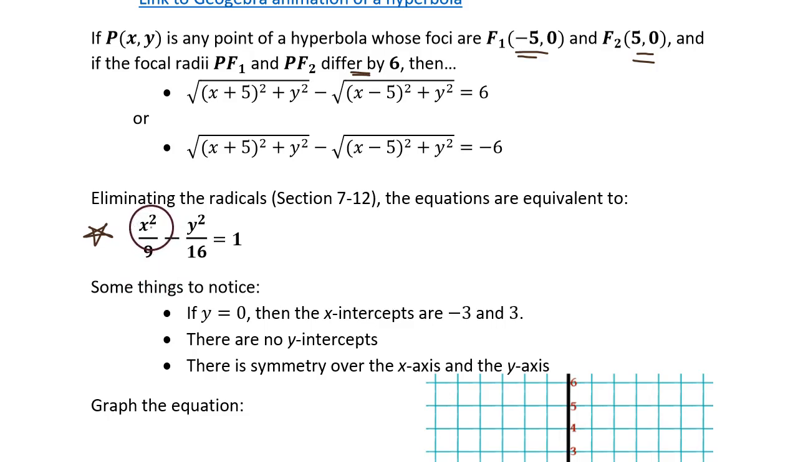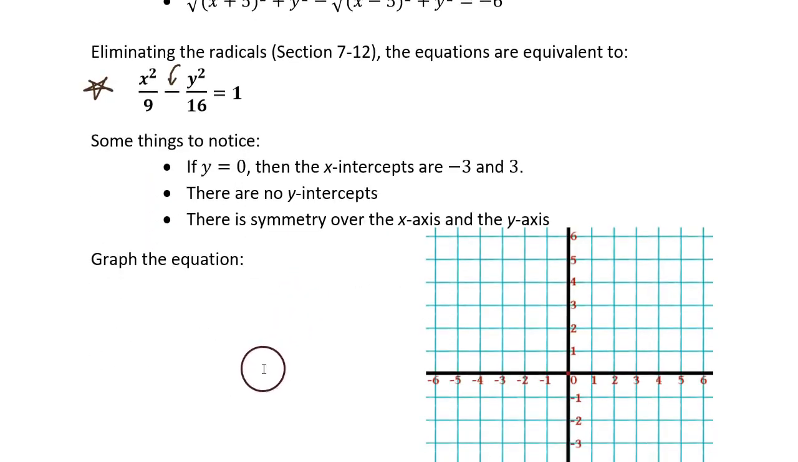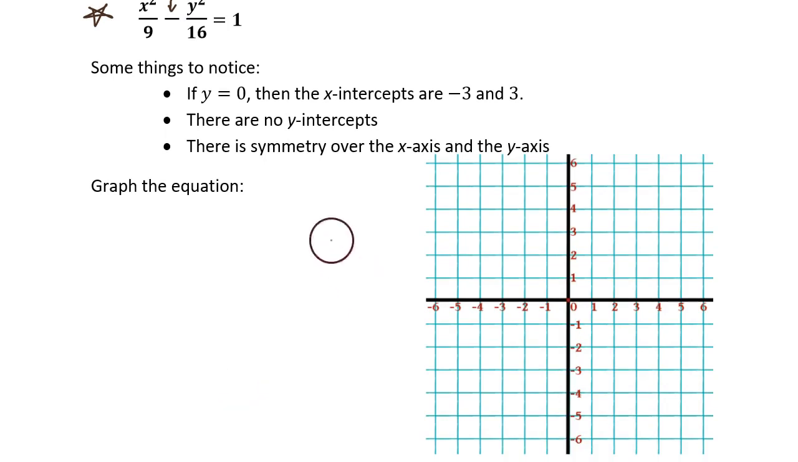So this suggests a general form for equations of hyperbolas. Notice it has x squared on top, y squared on top. That's just like ellipses. It has a denominator here, a denominator here. It has a 1 on the right side, all just like ellipses. But look at the thing that's different. There's a subtraction sign. Let's graph that hyperbola on this grid.